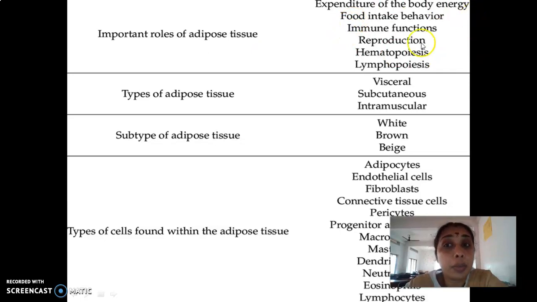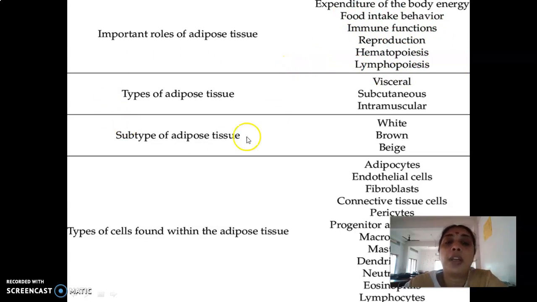Then immunological functions are there. It can produce immunological substances like interleukin 6, അതുപോലെ tumor necrosis factor, right? TNF alpha എന്നുള്ള കുറെ immunological factors synthesize ചെയ്യും. Then it is involved in reproduction, hematopoiesis, lymphopoiesis, etc.